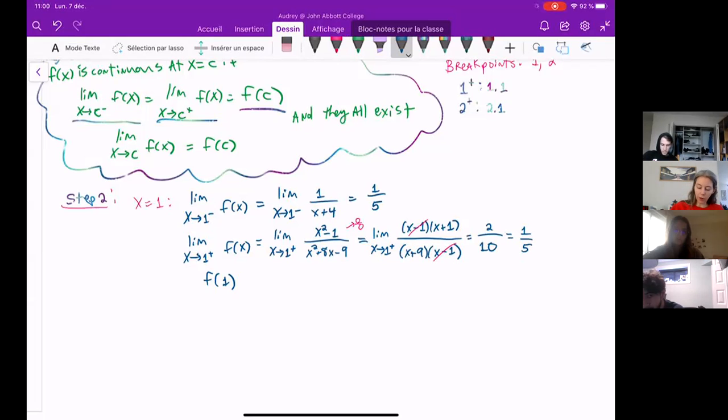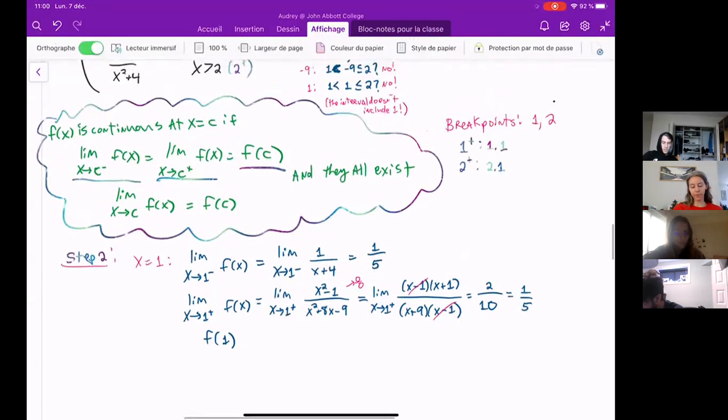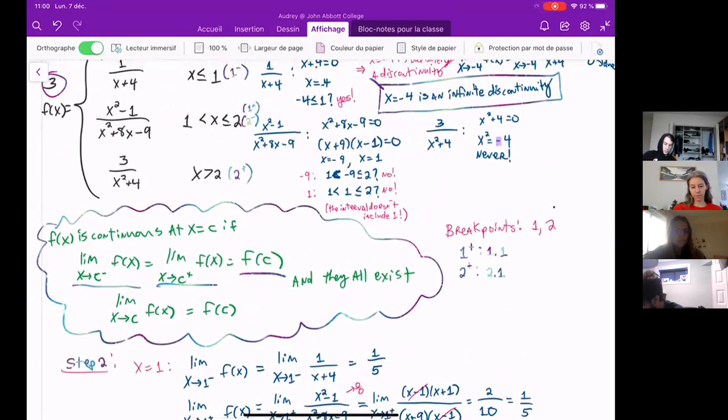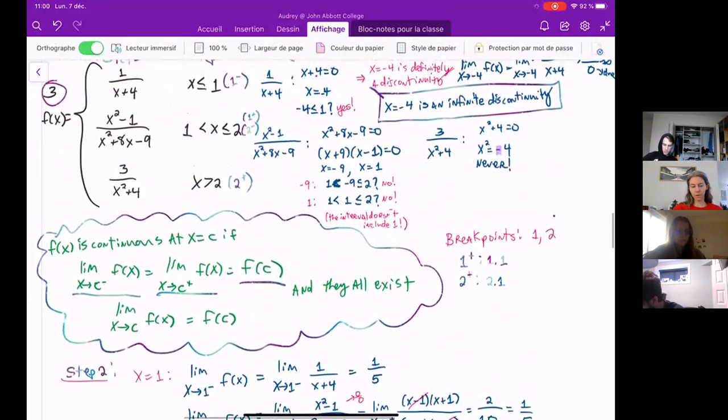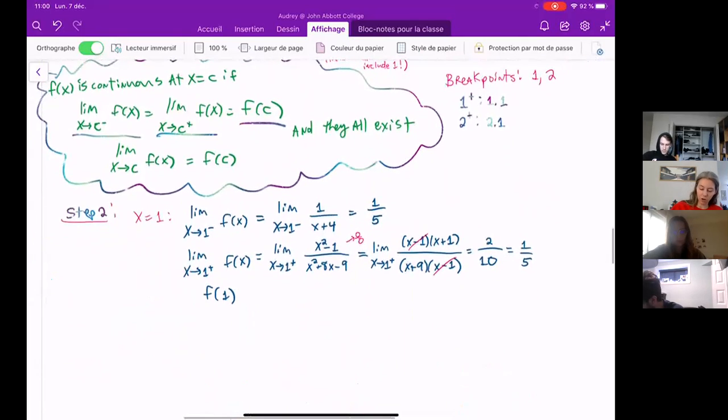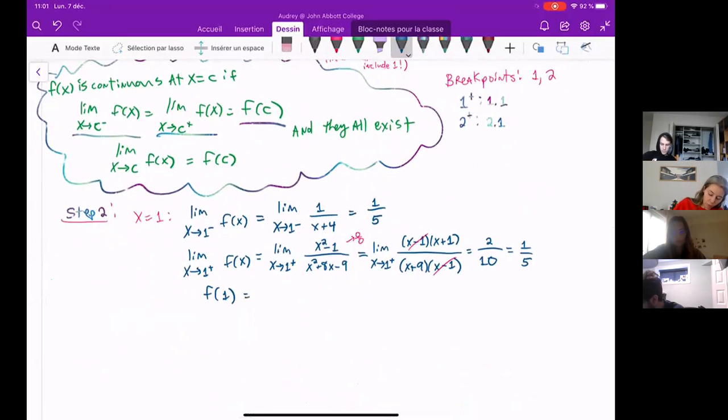Now, which function do I go to for f of 1 itself? The one on the left, like limit as x approaches 1 minus, sorry. You got it, exactly. So I'm going to the first function, that 1 over x plus 4, because that's less than or equal. So then this is 1 over 1 plus 4. Okay, privately in the chat, tell me what this means. What do my answers mean?